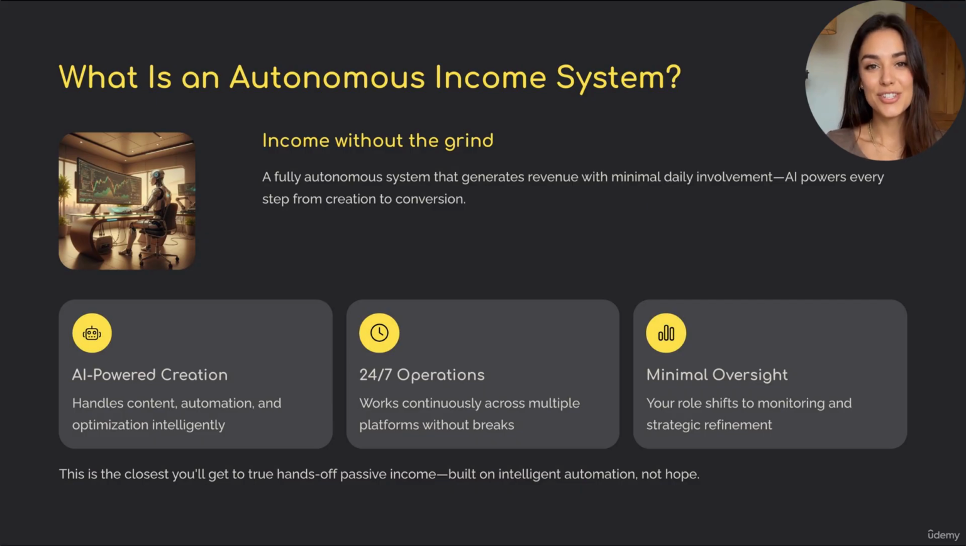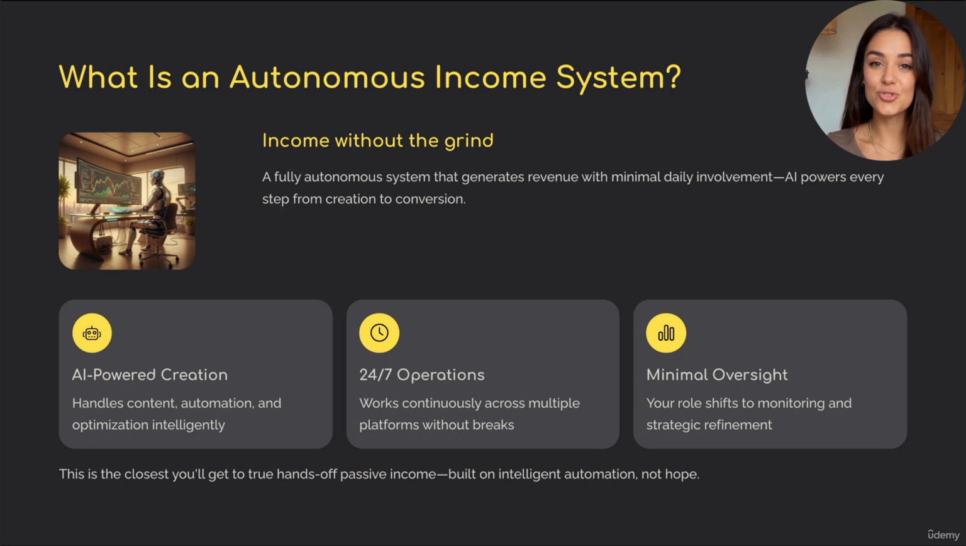An autonomous income system is the evolution of passive income. Instead of manually managing your store, content, or digital assets, AI takes over the majority of operations. These systems can research topics, create content, post on social media, respond to customer inquiries, update funnels, and even optimize their own performance, all without your daily oversight.